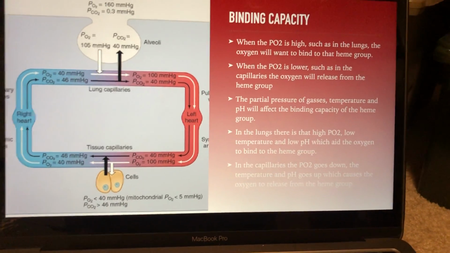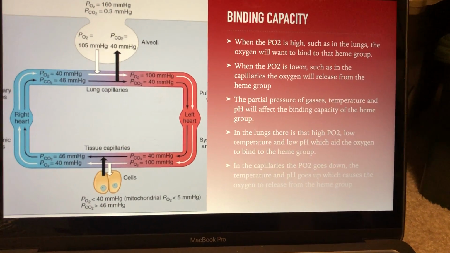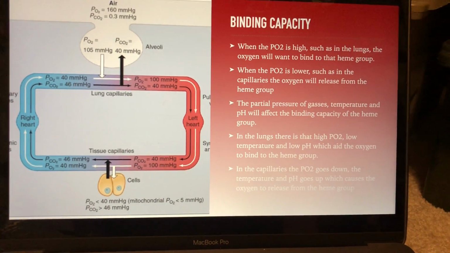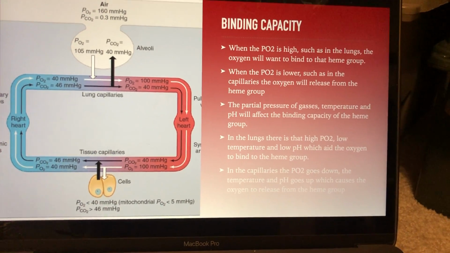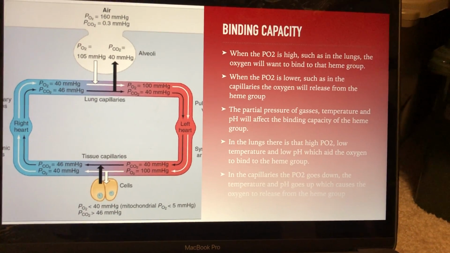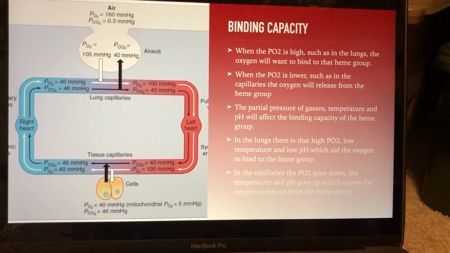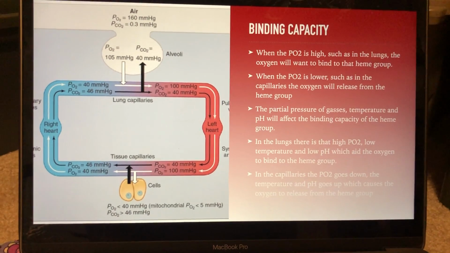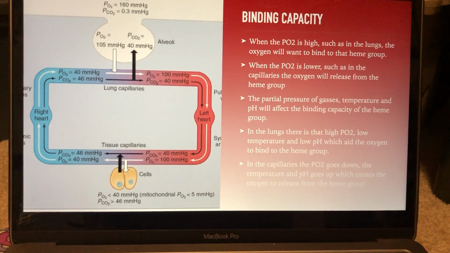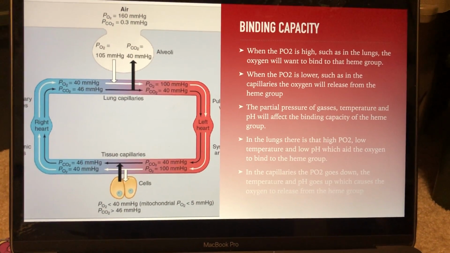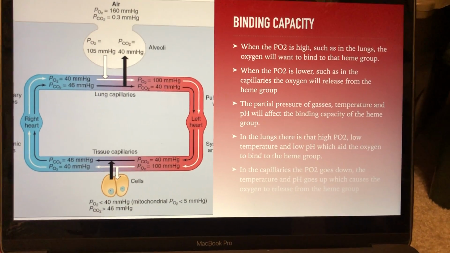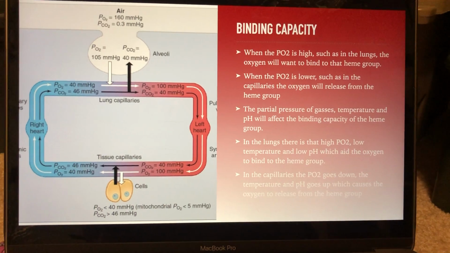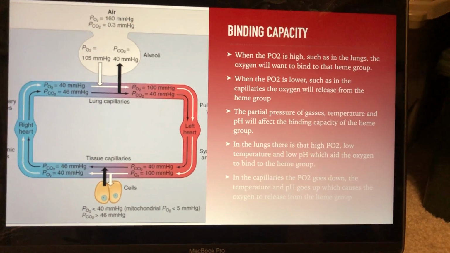And then the partial pressure of gases, temperature, and the pH are going to affect that binding capacity of the heme group. So in the lungs where you have that high PO2, you're going to have a low temperature and a lower pH as well, which is going to help that oxygen want to bind to the heme group, whereas in the capillaries, your PO2 goes down, which gives you a higher temperature, and your pH is going to go up, which is going to cause the oxygen to want to release from the heme group.